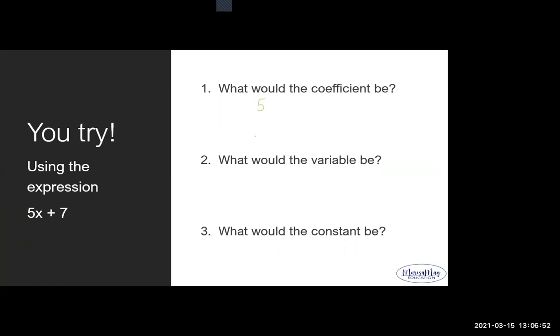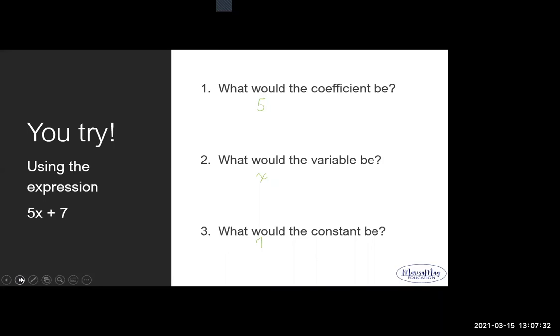Exactly, Rocky. Okay, what would the variable be? The variables are the letters. So in this case, the variables would be x. Right, Kellen, good. Okay, what would the constant be? The constant is the number without a variable. That would have to be 7 here. Exactly. Okay. So again, maybe the questions ask us to identify which of these, what are the coefficients, what are the variables, what are the constants.